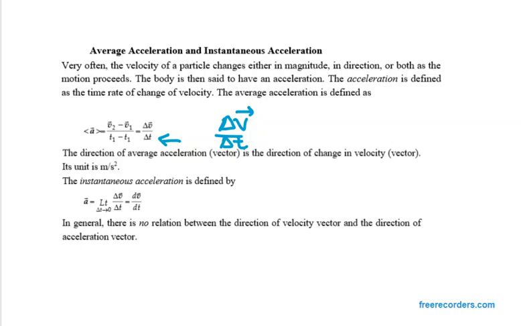Now the second one is instantaneous acceleration. Again, in this case, del t is approaching zero. Whenever this case is there, it's about instantaneous always. So del t approaching zero gives instantaneous acceleration.